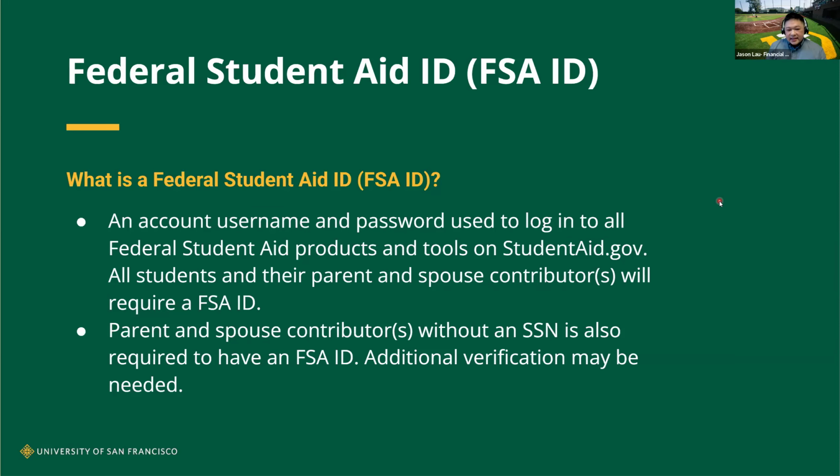So the Federal Student Aid ID, what really is that? It's an account username and password that you use to log into all Federal Student Aid products: viewing your loan history, completing a FAFSA, signing up for loan repayment options, things like that. A parent or spouse without an SSN is also required to have a Federal Student Aid ID.